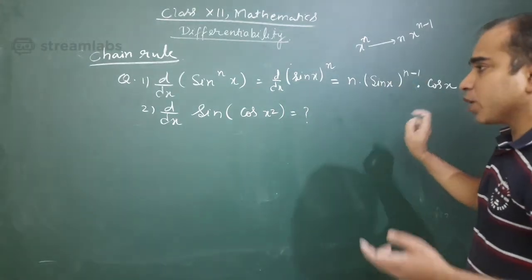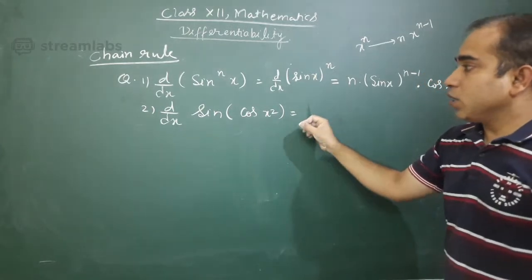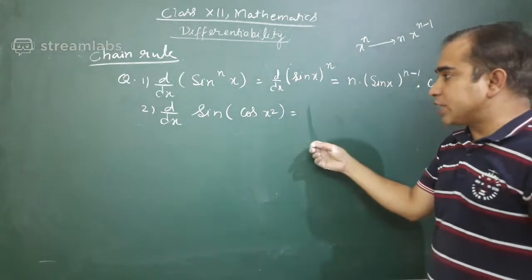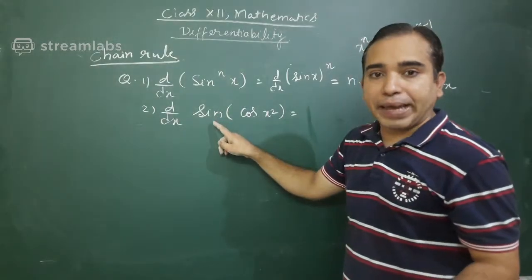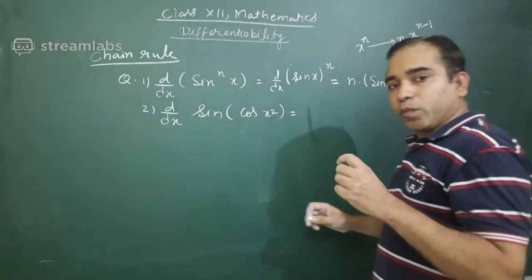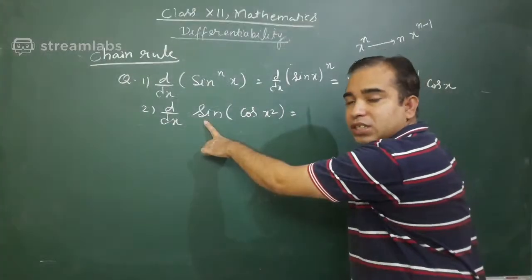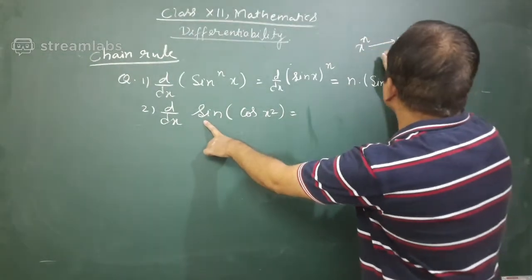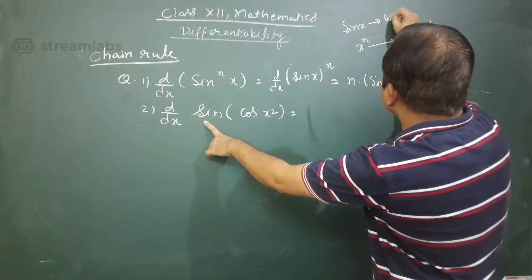ओके, ये पावर n minus 1, if you want you can write it here. Okay, this is. Similarly, let us solve this. Sin of cos x square. If you want to differentiate sin of cos x square, तो यहाँ पे 3 functions compose हो रहे हैं. पहले sin, उसके बाद cos, उसके बाद x square. तो उसी ऑर्डर में हम डिफरेंशिएट करेंगे. सबसे पहले sin differentiation. What is the sin x differentiation is how much? Sin x differentiation is cos x.